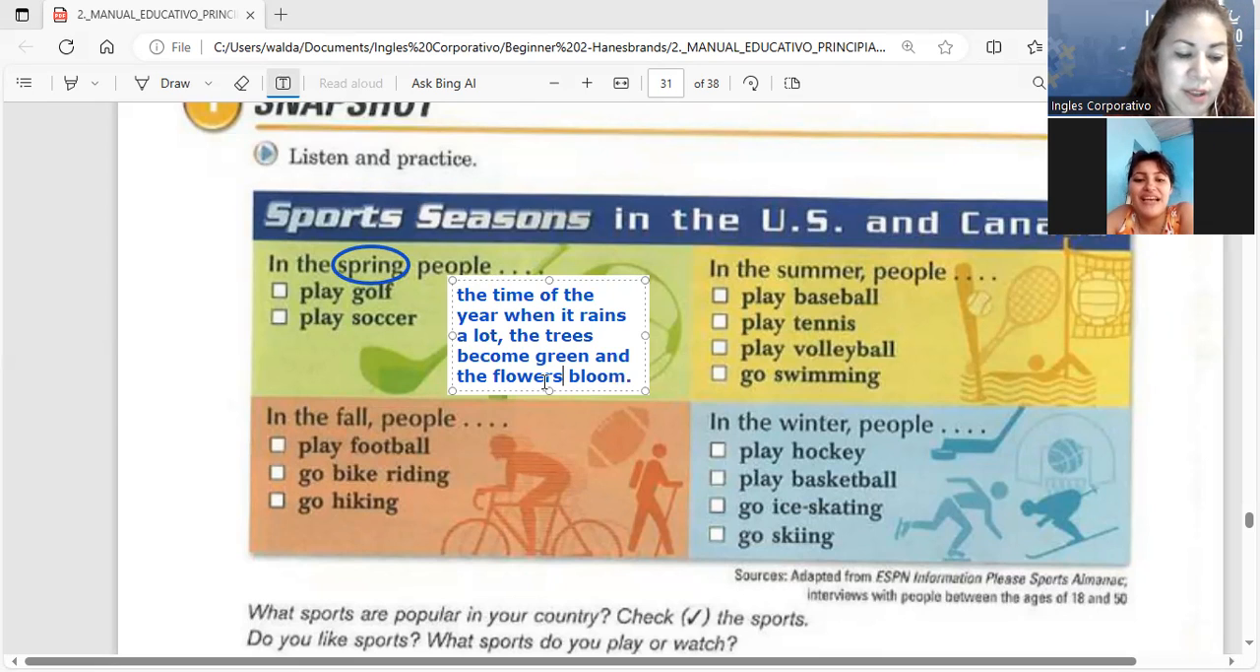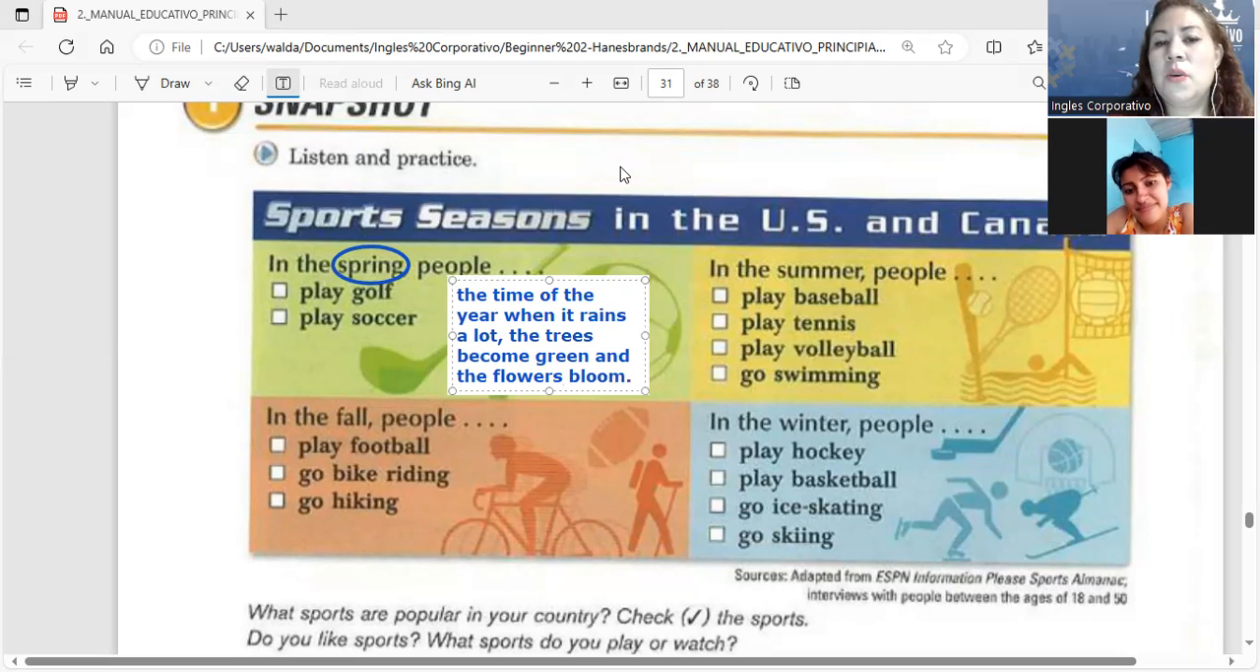Don't worry about that vocabulary. In this moment, we're just going to continue with looking at seasons of the year.